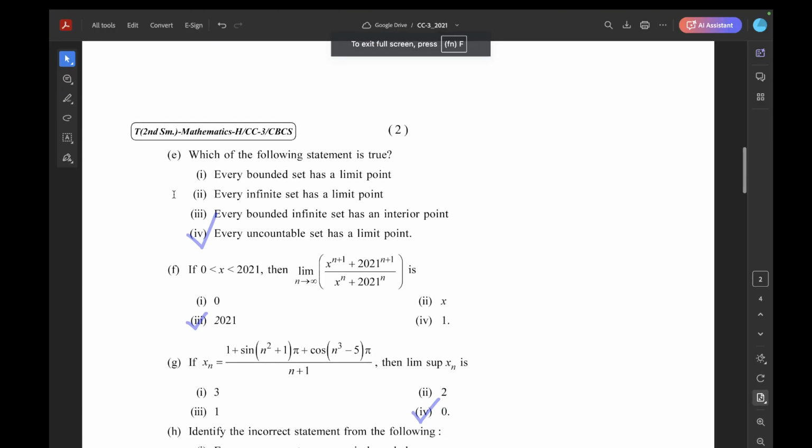Next question E. Which of the following statements is true? The correct option is 4: every uncountable set has a limit point.